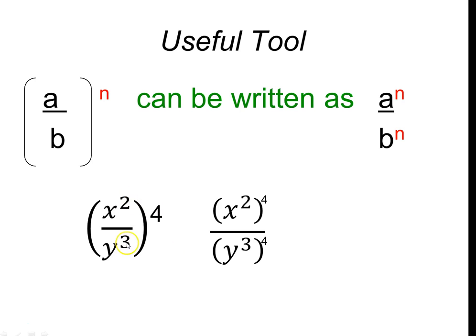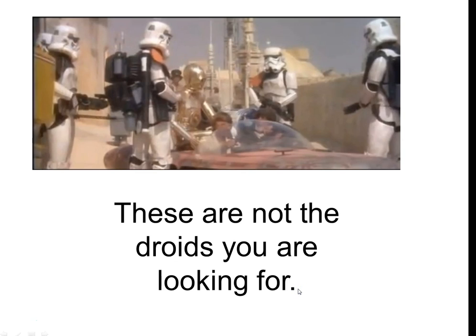I can break these up. If I have a division and I have it to the power of 4, I can actually break these into 2 pieces. And now it's easier to see that I'm going to do 4 times 2, which is x to the 8th, and I'm going to do 4 times 3, y to the 12th. This one was pretty easy and you probably didn't need to see it, but most times you will really help yourself by using this. Okay, go back to your little handouts, and I end with the most famous Star Wars saying of all.